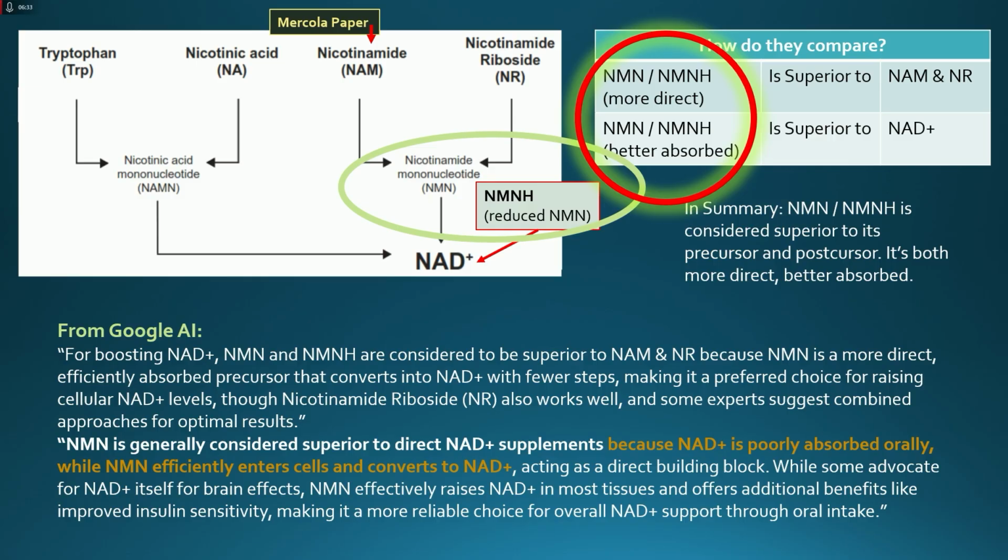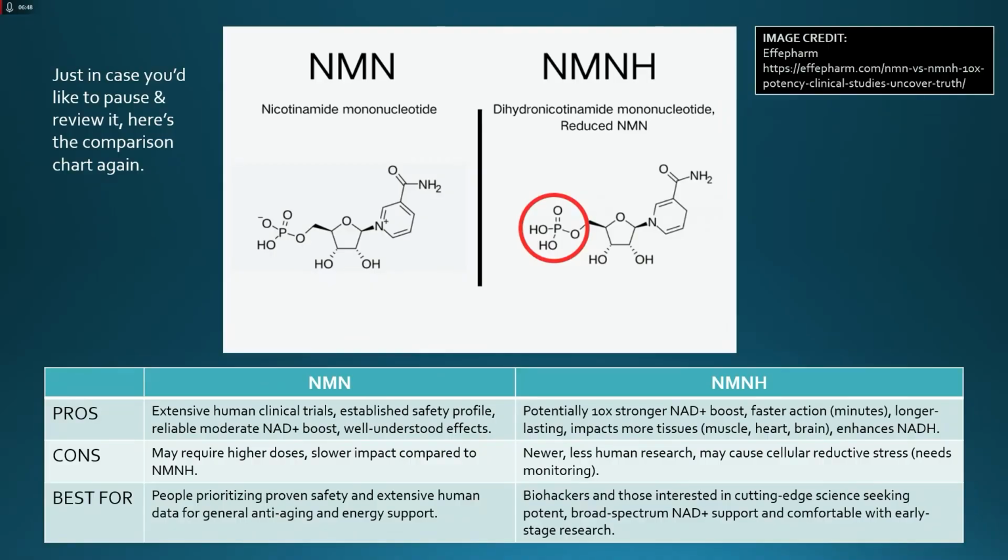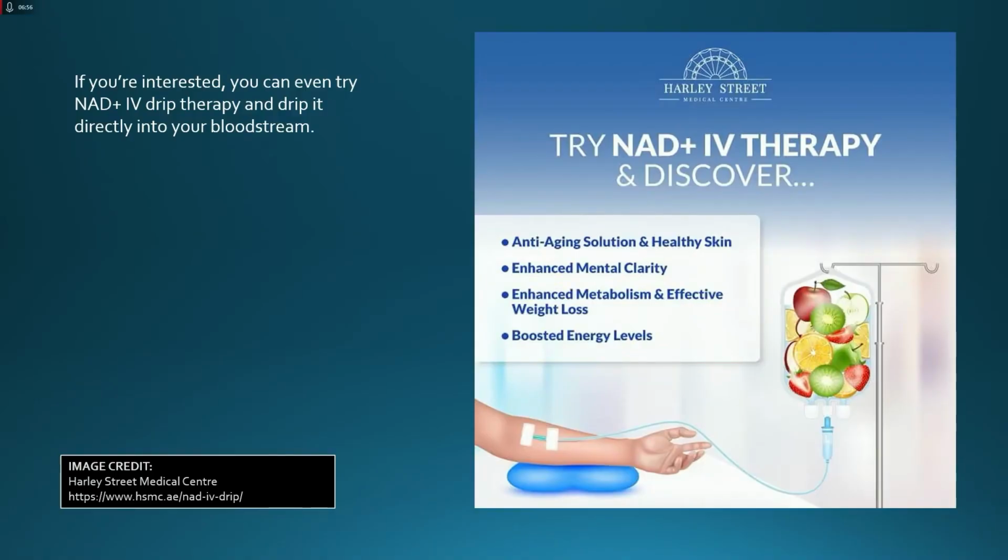So in summary, NMN-NMNH is considered superior to its precursor and postcursor. It's both more direct and better absorbed. So just in case you'd like to pause and review, here's the comparison chart again. If you're interested, you can even try NAD+ IV drip therapy and drip it directly into your bloodstream.